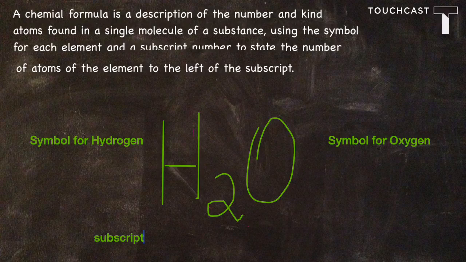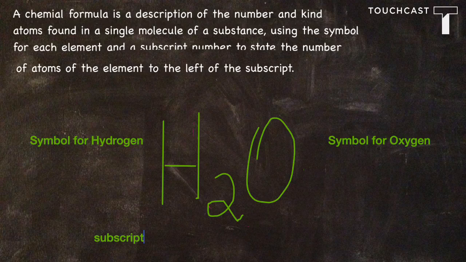Today we'll be covering chemical formulas, balanced equations, and the law of conservation of mass. A chemical formula is a description of the number and kind of atoms found in a single molecule of a substance, using the symbol for each element and a subscript number to state the number of atoms of the element to the left of the subscript.